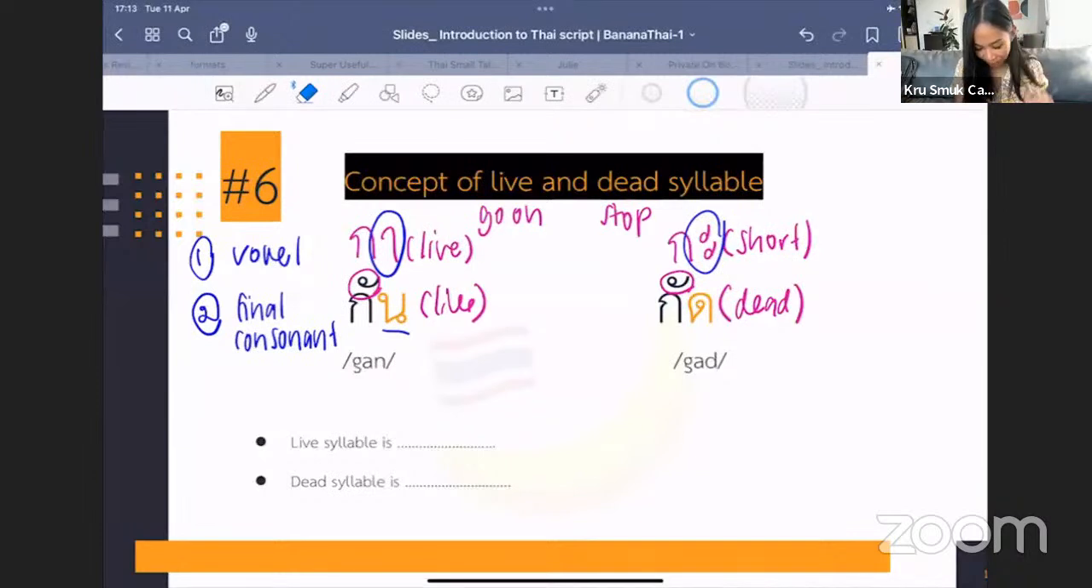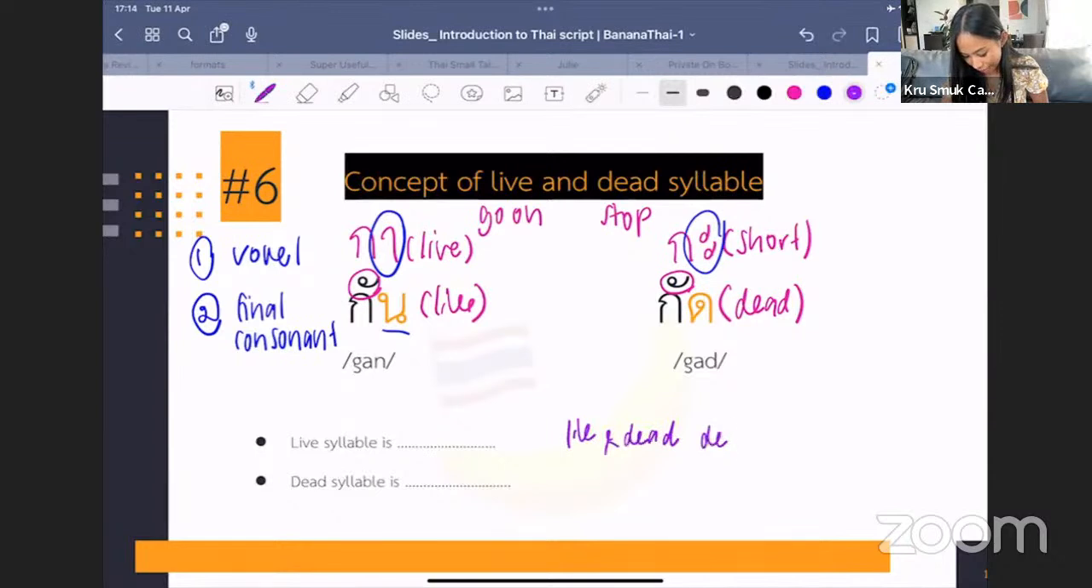Take a look here. Gaa, flat tone. Ga, low tone. Gan, flat tone. Gat, low tone. Do you see this? Live and dead syllables define tones. Okay? This is a concept that you need to learn.